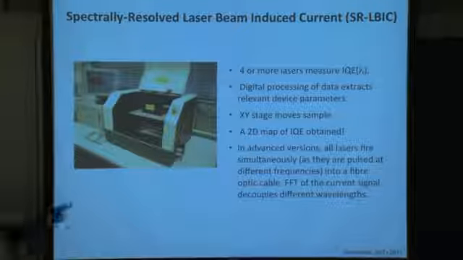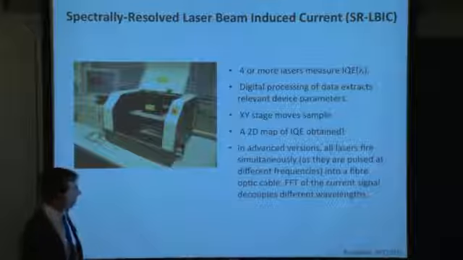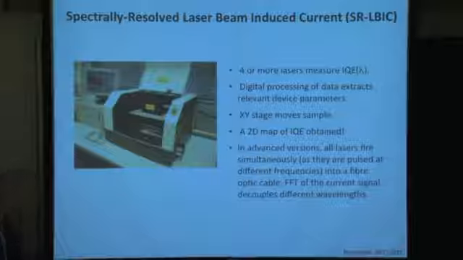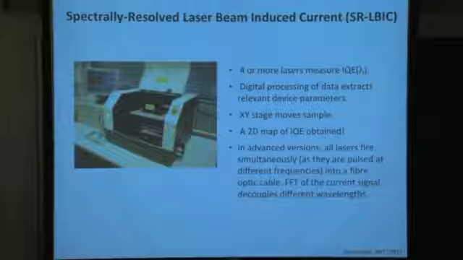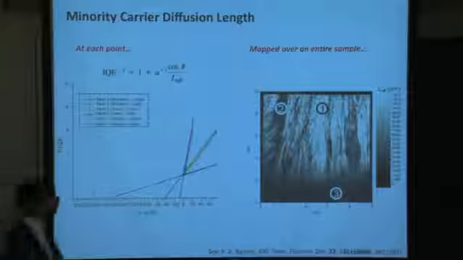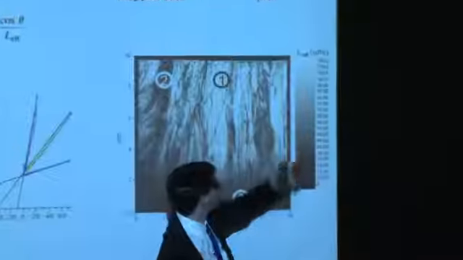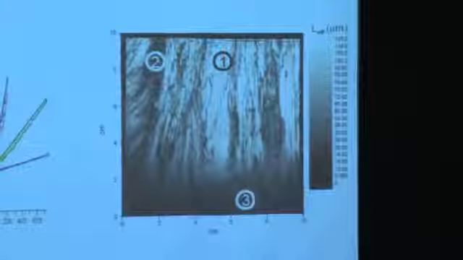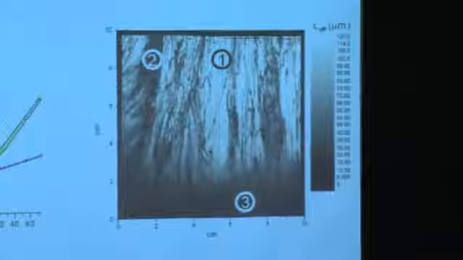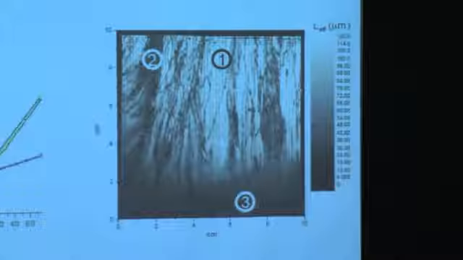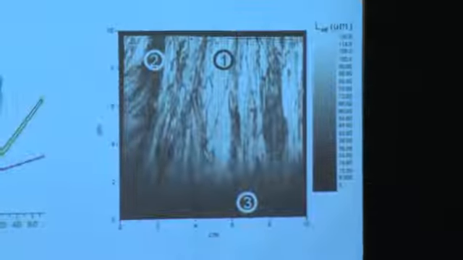And so the XY stage moves the sample around, or moves the laser head around while the sample stays fixed, and you map out the current response at each point on the device, obtaining a map that looks much like this right here, where on the Z scale you have from 0 to 120 micron diffusion length on that particular solar cell device. And points 3, 1, and 2 represent regions in which the minority carrier diffusion length was calculated using the method that we had discussed in the previous lectures, the Paul Basore method.